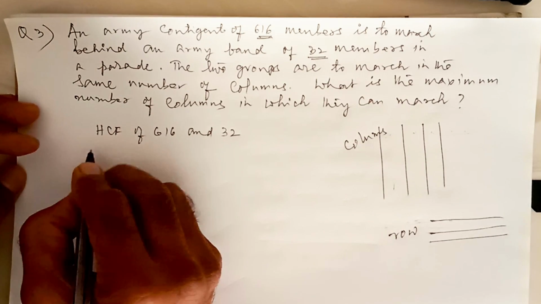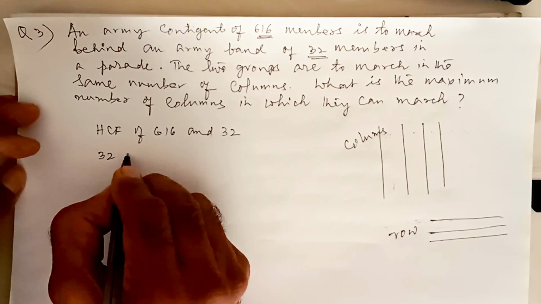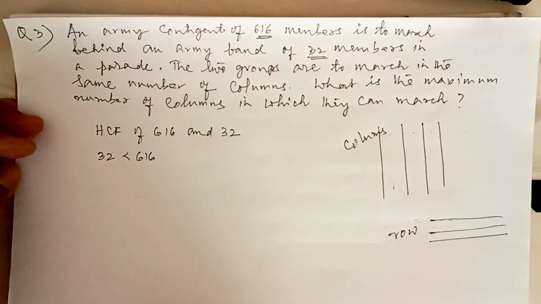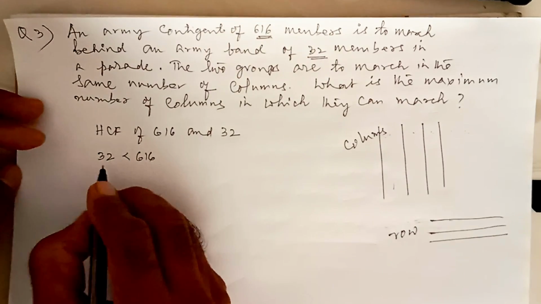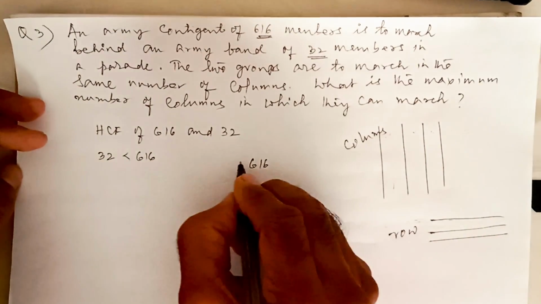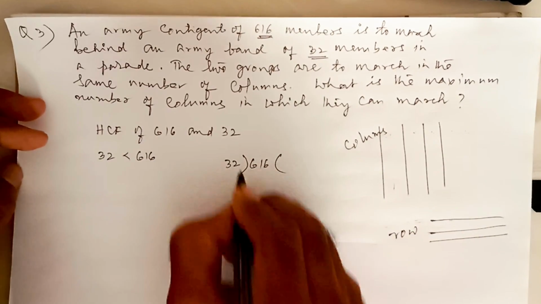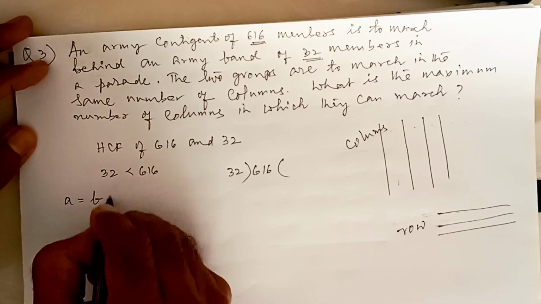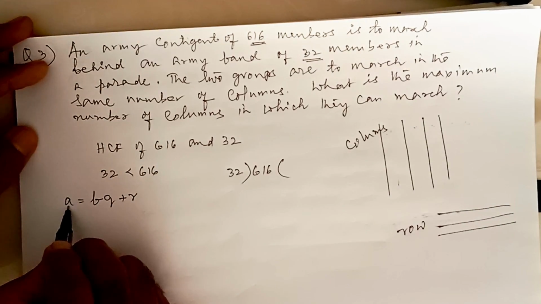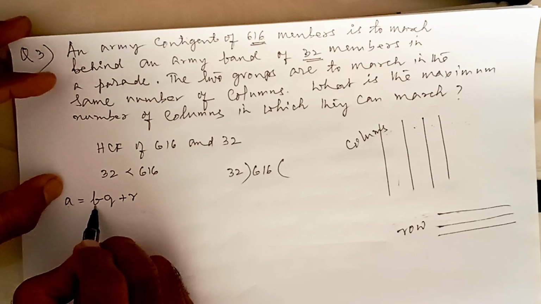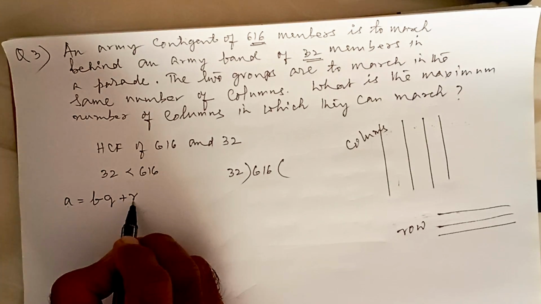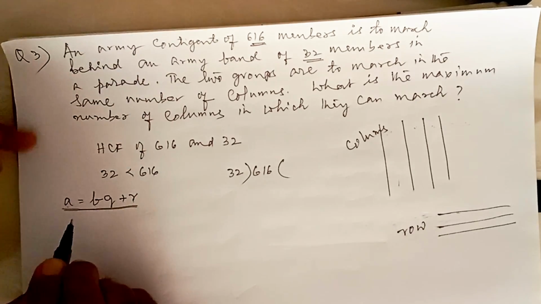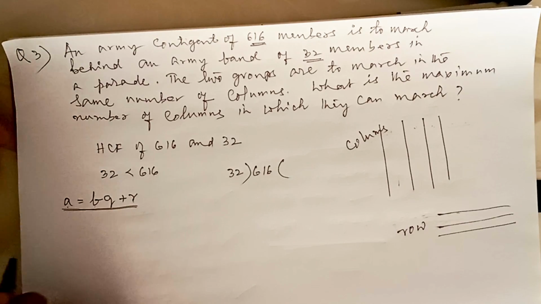That's all. As you know, 32 is smaller than 616. Therefore, we are going to divide 616 by 32. Applying Euclid's method, you will write down this: A is equal to BQ plus R, where A is the dividend, B is the divisor, Q is the quotient, R is the remainder. This must hold good whenever we talk about Euclid's division algorithm.